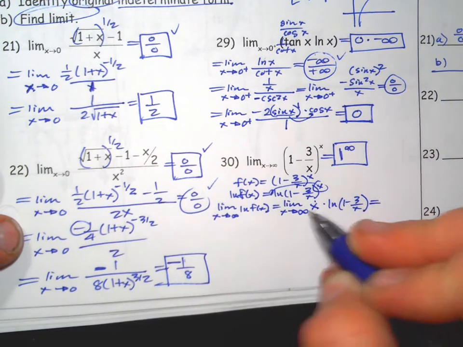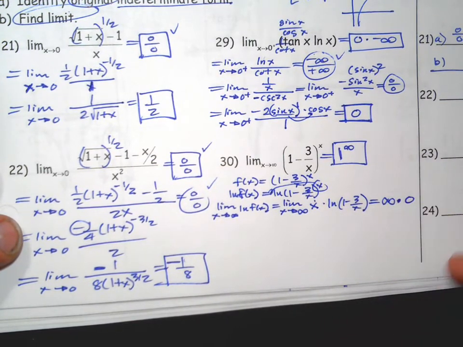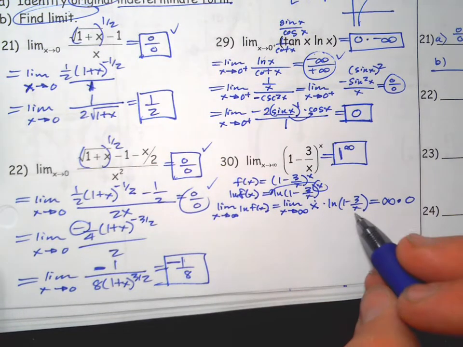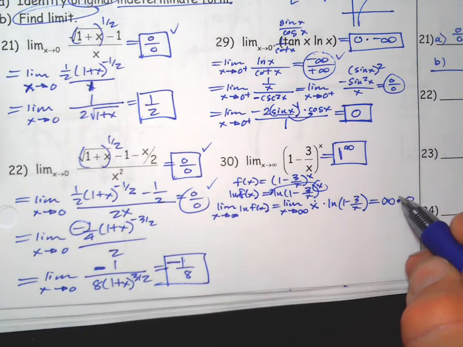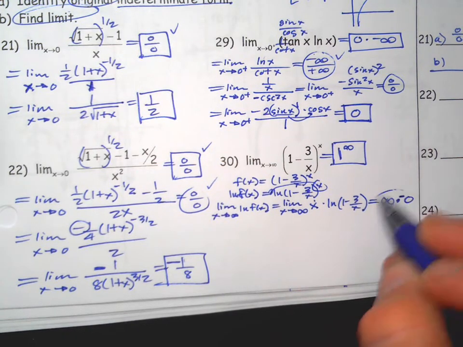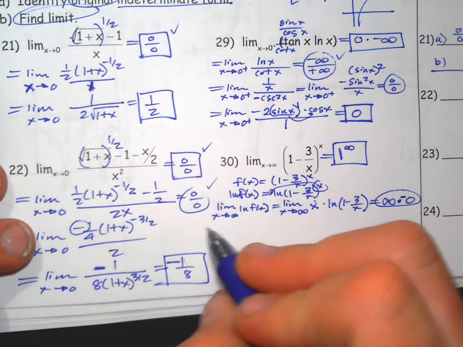And that's going to be infinity times 0, right? Actually, I think approaching 1 from the left-hand side is going to be negative 0. So now we know we got to change this into a fraction then.